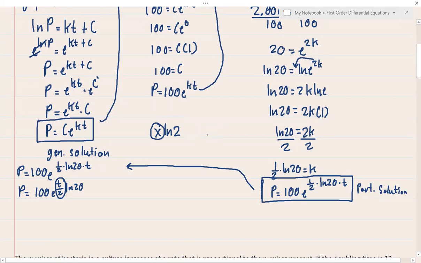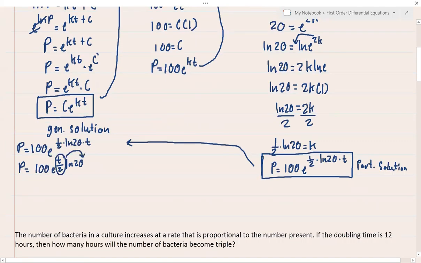Parang ganon. Actually, power law of logarithm tawag nun. So, we can put it as an exponent sa 20. So, magiging 100 e raised to ln of 20 raised to t all over 2. Okay. And remember, meron kang base na e at meron siyang exponent na natural logarithm. So, that means, ika-cancel mo si e at saka si ln. Hence, we will have 100 times 20 raised to t all over 2.